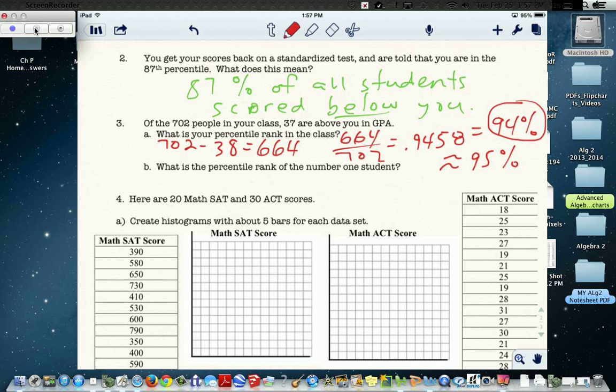What is the percentile rank of the number 1 student? So if you're number 1, that means there are 701 people below you. So you could calculate it, but really the best we're going to get is 99th percentile. Nobody can ever be 100%. There can never be 100% of the students below you.